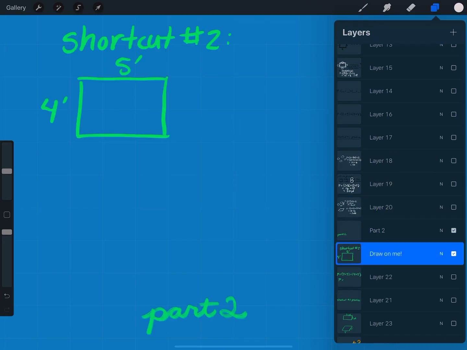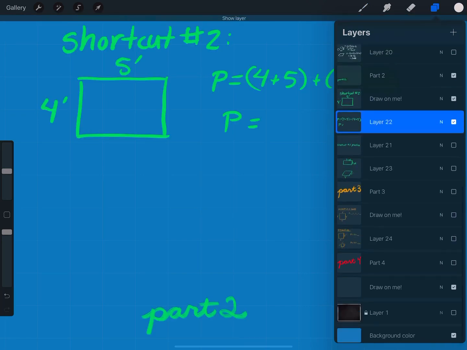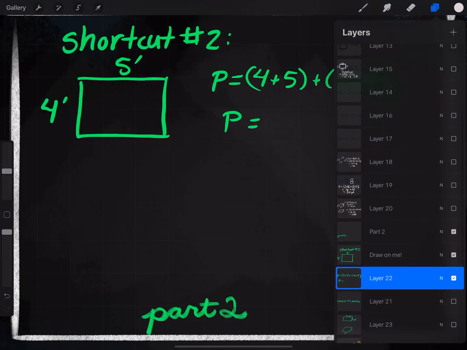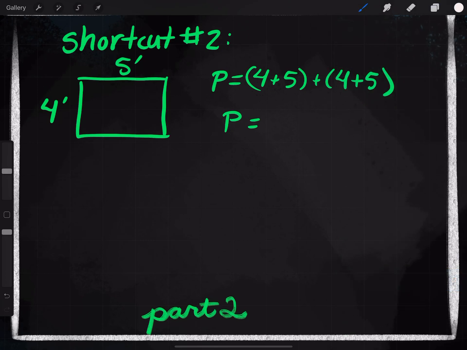Now we have a second shortcut. Here, I think the black background might work better. Okay, so this is the same way of finding perimeter, where you add all 4 sides, but we're just going to add the 4 sides in a different order again.